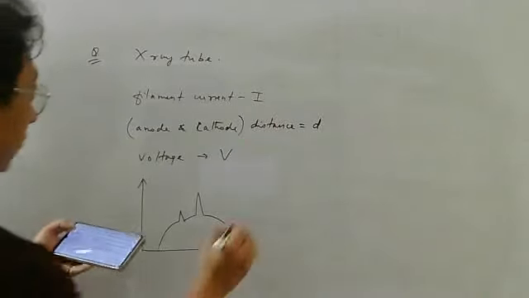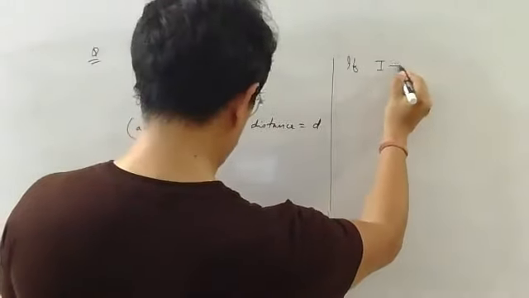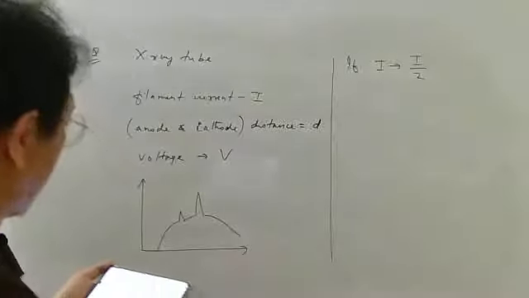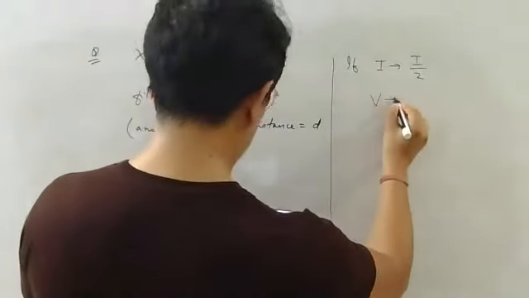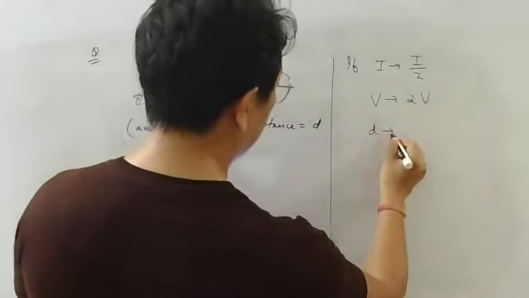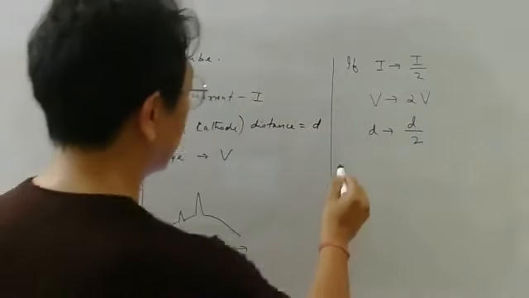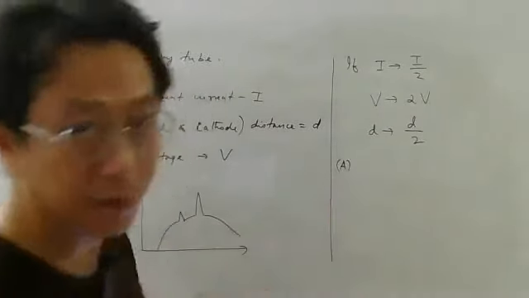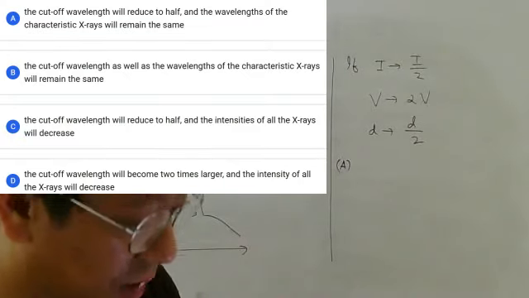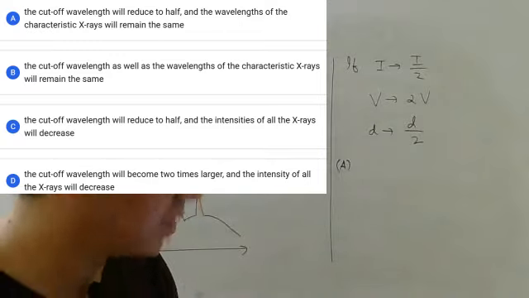Now they are saying, if after this current is reduced to half and voltage is increased to 2V and distance is reduced to D by 2, then how things will be affected? Okay, first option says cutoff wavelength will reduce to half and wavelength of characteristic X-ray will remain same.